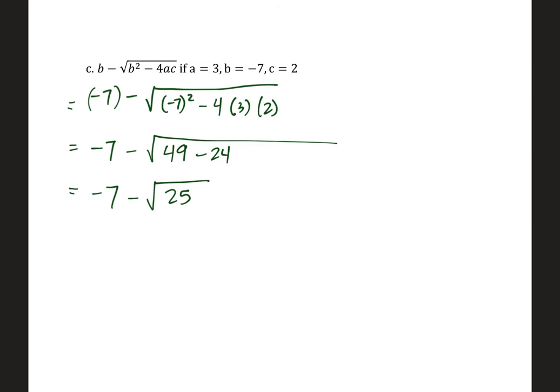Radical again, I want to figure that one out. The square root of 25, we know it's just 5, so we have negative 7 minus 5. From here, I'm just combining negative 7 and negative 5, which is going to be negative 12.